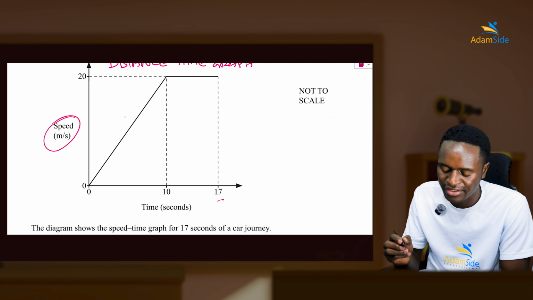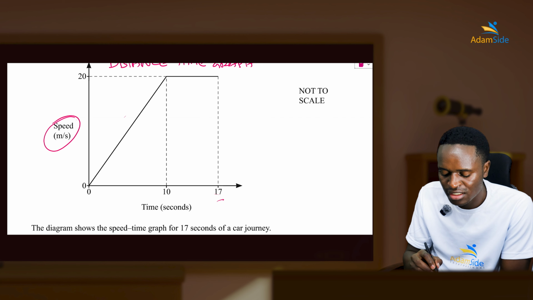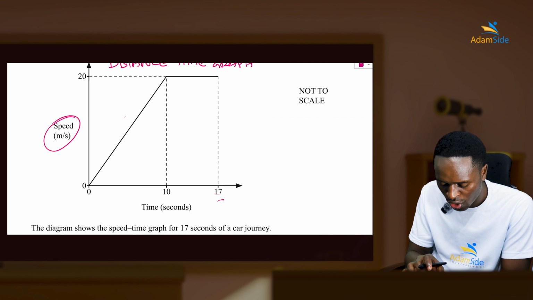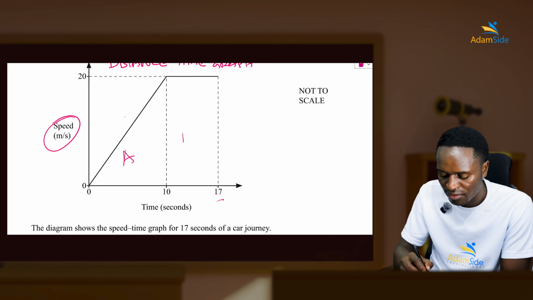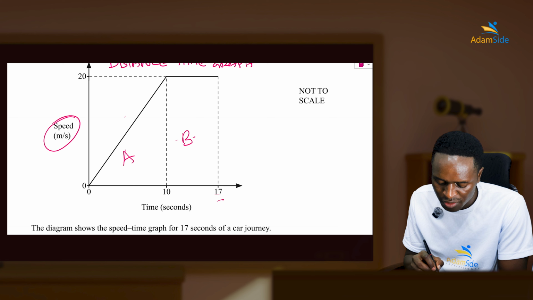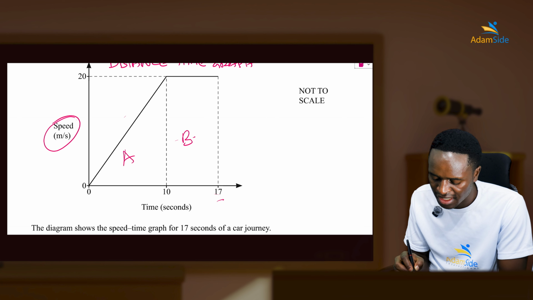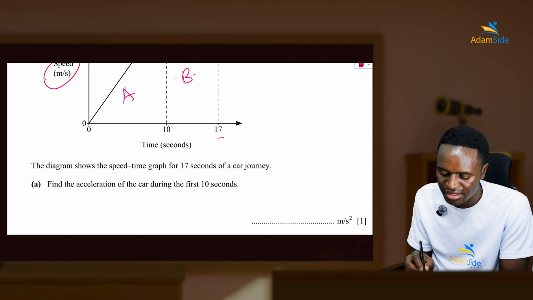So it's talking about acceleration, the rate of change. In the rate of change, you just need to find the area below the line. So you're finding the area of this and the area of this to get anything that you're told to calculate. But now here they say the diagram shows the speed time graph for 17 seconds of a car journey. Then find the acceleration of the car during the first 10 seconds.